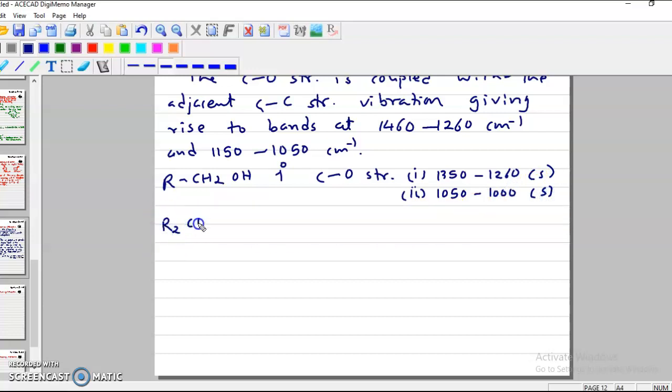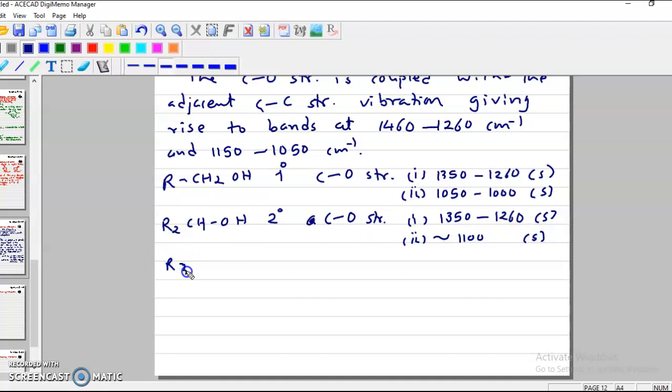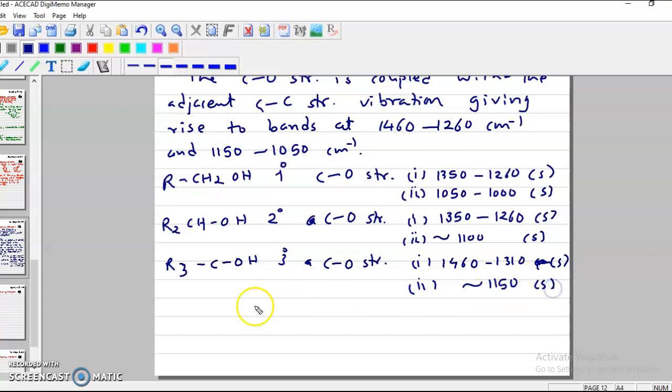Now in case of secondary alcohol, C–O stretching will be at 1350 to 1260, which will be a strong band, and second will be nearly at 1100, and it is also a strong band. In case of tertiary alcohol, the first band will be at 1460 to 1310 and it will be strong, and the second band will be nearly at 1150, and that is also a strong band.